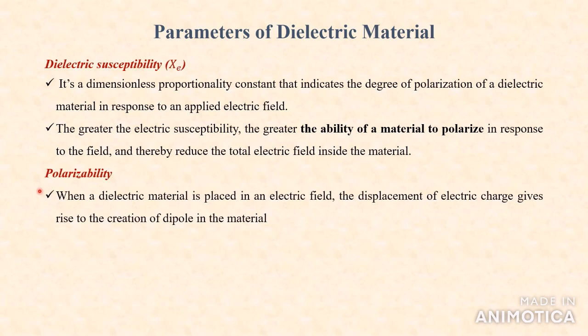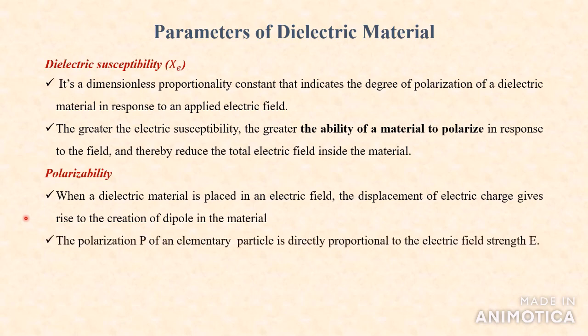So next, polarizability. When a dielectric material is placed in an electric field, the displacement of electric charges gives rise to the creation of a dipole in the material. So this we all know. The polarization of any elementary particle is directly proportional to the electric field strength. This electric field strength is also called the electric field intensity. So polarization can also be defined in terms of electric field intensity. That is, polarization is proportional to E, and this can be written as P is equal to alpha into E. Okay, this is the polarizability, where alpha is the polarizability constant.